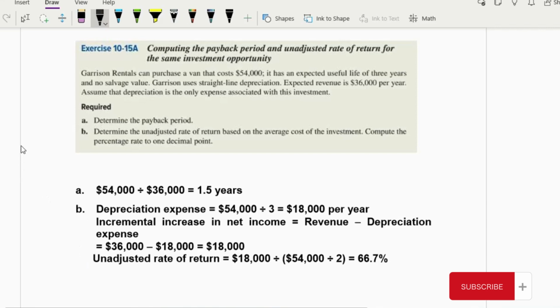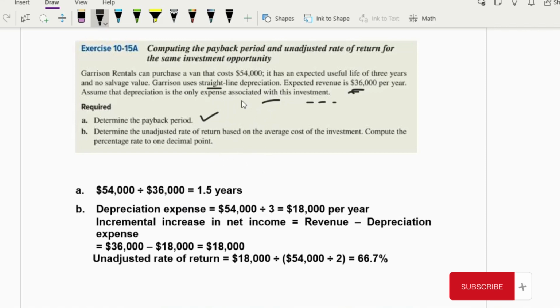Moving on towards the next one, which is Garrison Rentals can purchase a van that costs $54,000. It has an expected useful life of 3 years and no salvage value. Garrison use straight line depreciation. Expected revenue is $36,000 per year. This is revenue. Assume that depreciation is only expense associated with this investment. So net income we need to calculate. Anyways, determine the payback period. But before that, let's do this and then move on towards the next part.